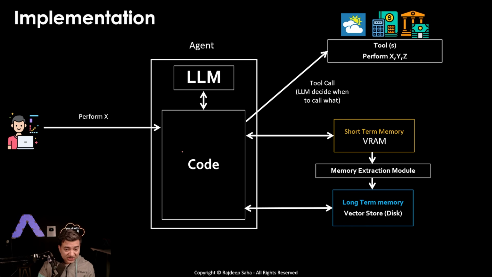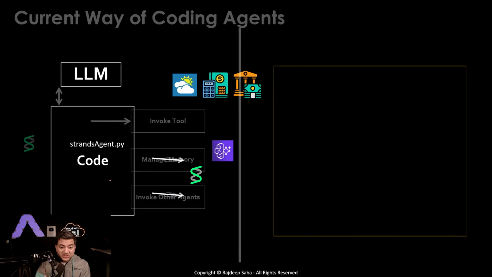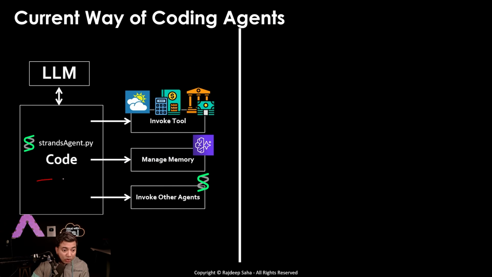Next is the implementation. How do you implement each component? The large language model is in Amazon Bedrock. The code could be using one of the agentic frameworks such as Strands, LangChain, LangGraph, etc. Memory could be managed by AgentCore. The tools can be called using MCP. But the most important part is this code part, right?